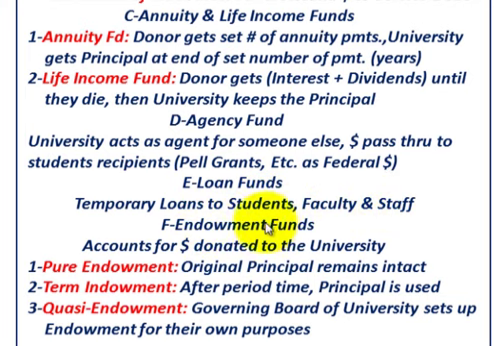And then you have your endowment funds, and you really have three types of endowment funds here. This accounts for the dollars donated to the university. First, you'd have a pure endowment. That's where the original principal remains intact. Secondly, you might have a term endowment. That's where after a period of time, the principal is used. And then you'd have a quasi-endowment. This is where the governing board of the university sets up an endowment for their own purposes. Okay, so next we'll look at how some of these funds are used and how they operate.